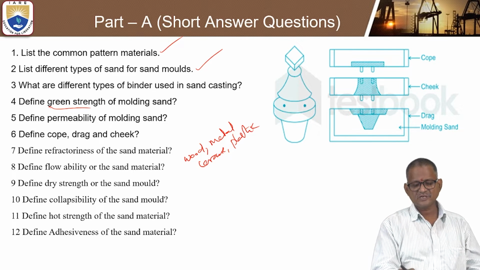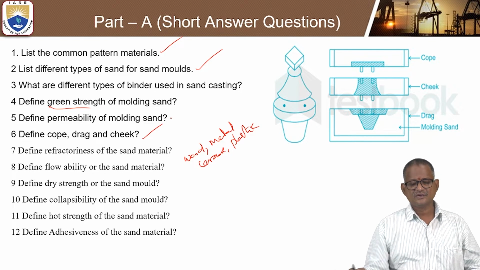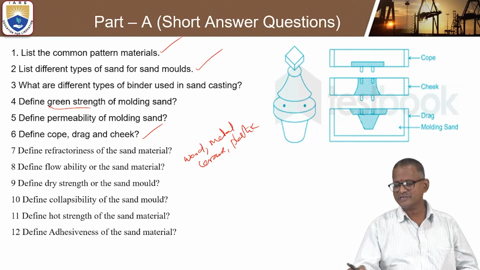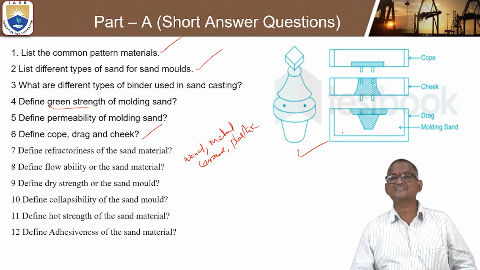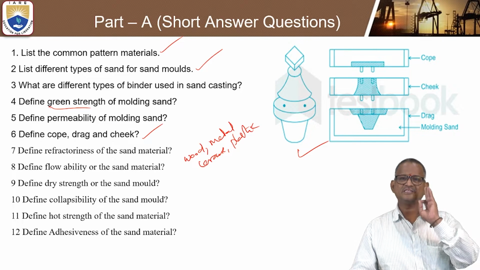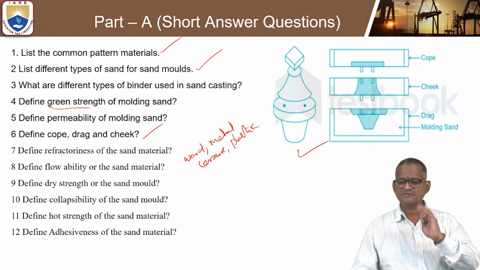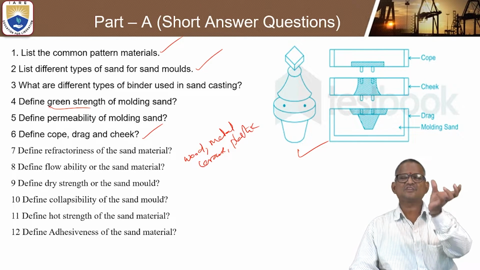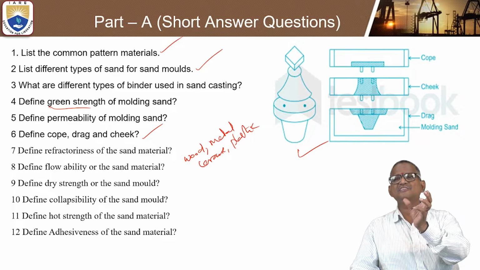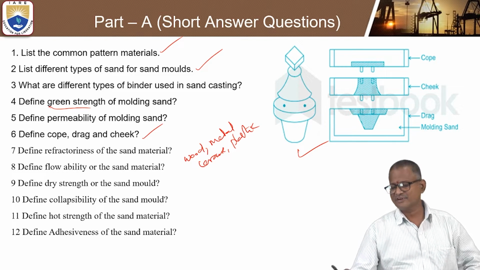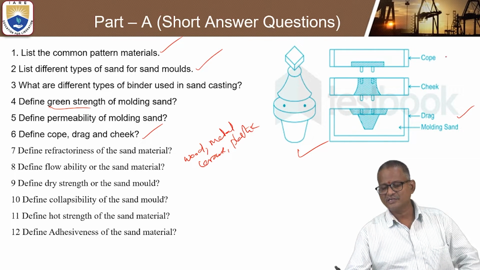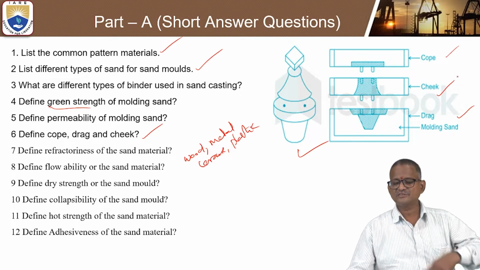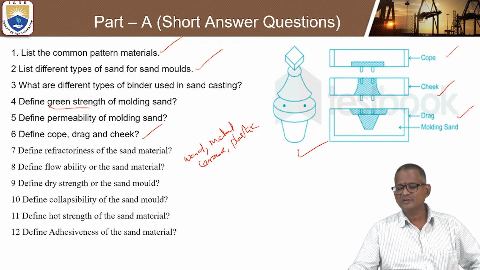Okay, so another important thing: cope, drag, cheek. How do you define the cope and drag? Instead of that, you can simply see the diagrammatic representation. Whenever a three-piece pattern is to be used, you can use 3 boxes or flasks. One is the drag box, the top one is the cope box, and in between is the cheek box. So this middle one is the cheek box.